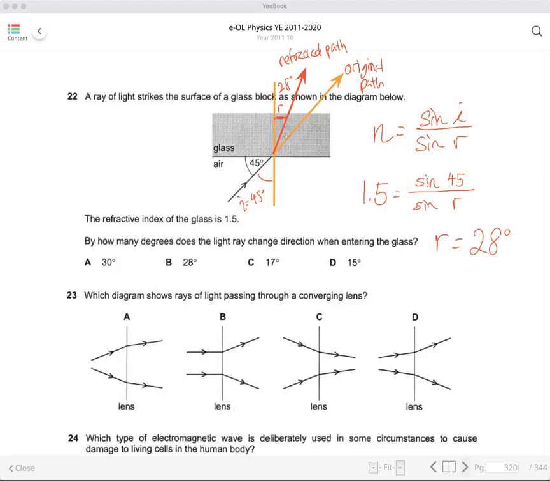So the question here is, why is 28 not correct? 28 is not the correct answer because the question asks how many degrees the light ray changes direction. So you're trying to find this angle, which is how much it changes direction. The total here is 45, this is 28. What would this angle be? Understand? So this is like a tricky question. The answer will be C. Is that clear, everyone? Okay, everybody do question 23 now.